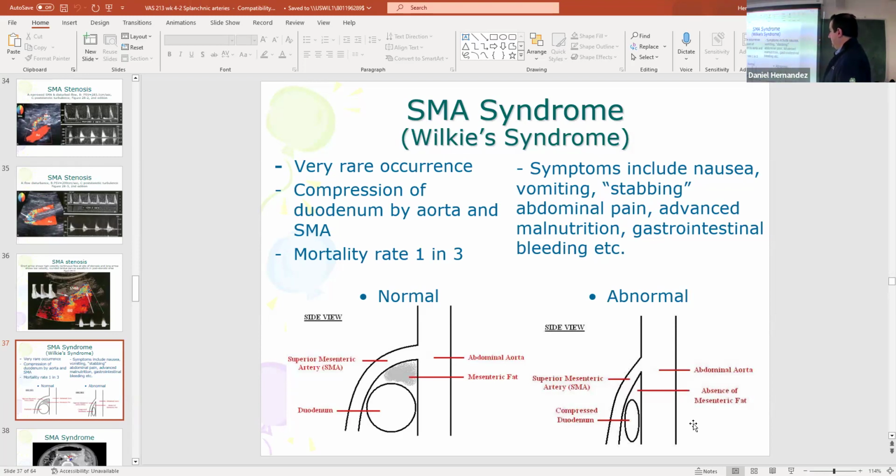So in this case, these patients lack that echogenic mantle of fat that surrounds the SMA. And because of that, we can get compression of the patient's duodenum between the SMA and the aorta. So this can have a very high mortality rate to it, about 1 in 3. Symptoms include nausea, vomiting, stabbing abdominal pain, advanced malnutrition, could lead to GI bleeds.